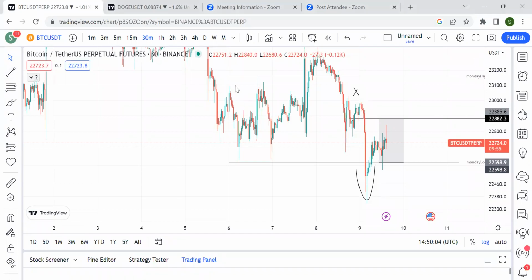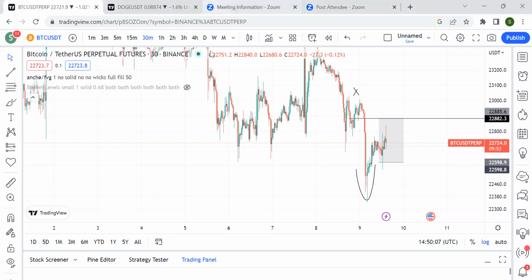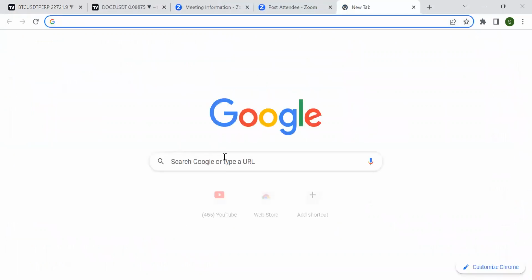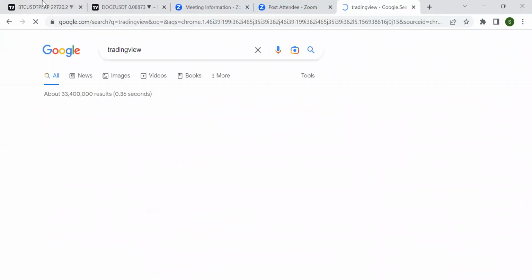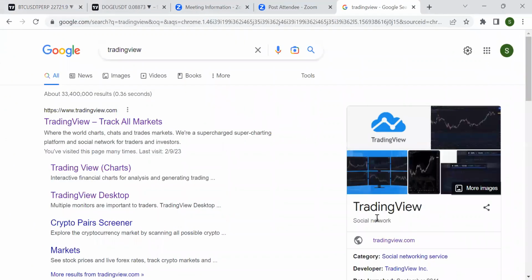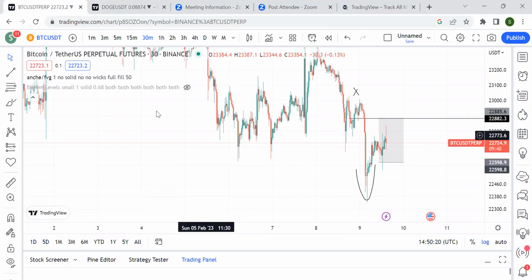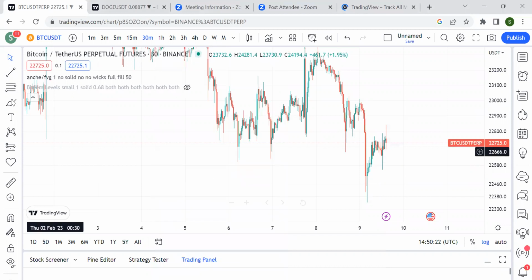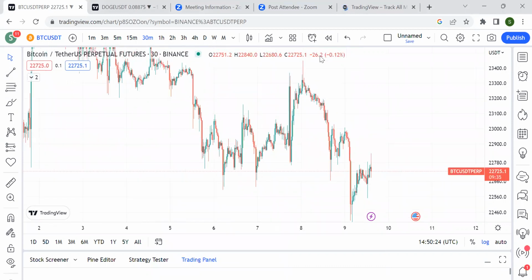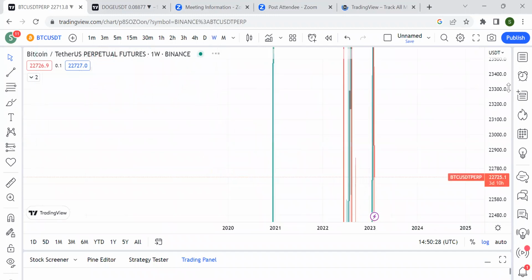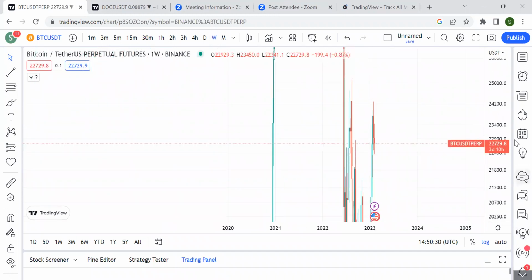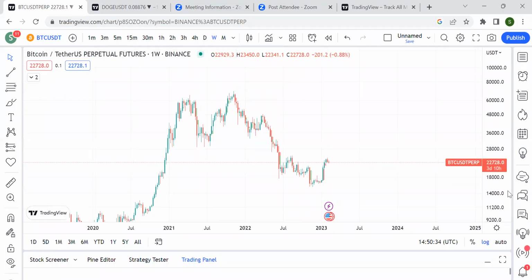I'm removing everything from the Bitcoin chart, and we will need two charts. I will quickly turn on this. Okay, to remove everything. Okay, starting from weekly. That session will be recorded and it will be explained quickly.